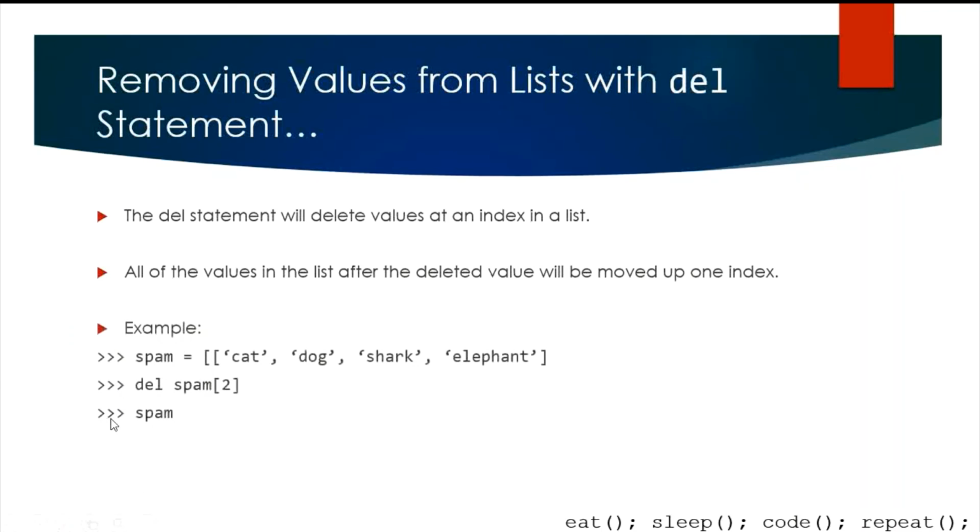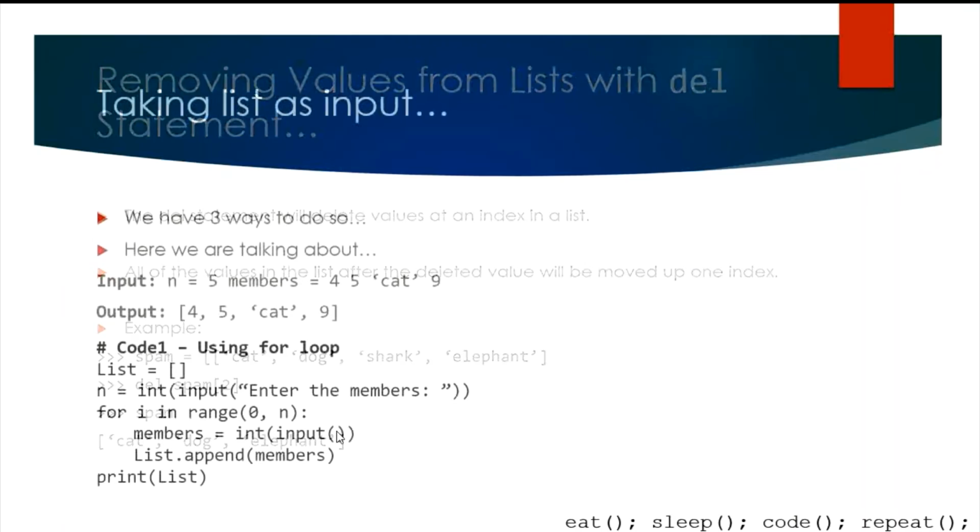So if I have the spam variable, this is a typo, one more square bracket is printed, ignore that. If we have this list: cat, dog, shark, elephant, and I say to delete the second index, that is 0 1 2, I want to delete shark. So what will happen? Elephant will move to the position of shark, because its index will get one less. Do you get that? So if I print spam, I'm going to get cat, dog and elephant. Is that clear? Yes, it is, I guess.